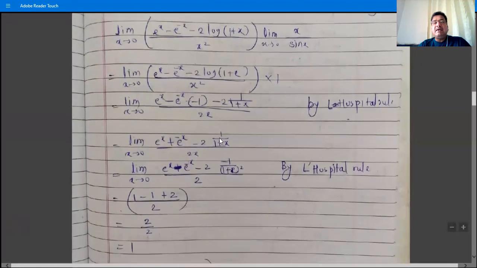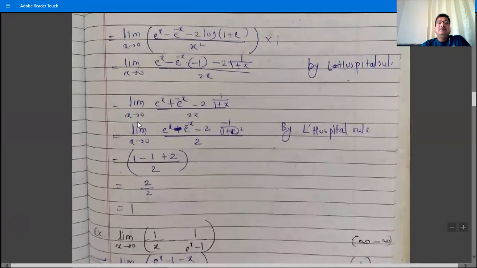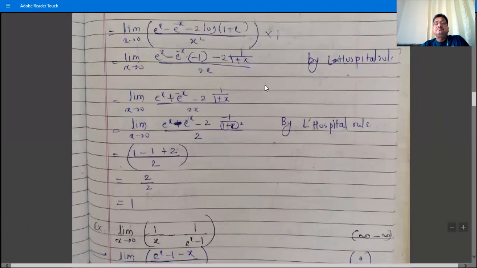And then apply L'Hospital's rule, because if we substitute x as 0, e raised to 0 is 1, e raised to 0 is 1, 1 minus 1 is 0, log 1 is 0. So we have 0, and 0 square is 0. So we have 0 by 0 form. So apply L'Hospital's rule. So derivative of e raised to x is e raised to x, and derivative of e raised to minus x is e raised to minus x into minus 1, minus 2 log 1 plus x, derivative 1 by 1 plus x, and derivative of x square is 2x.